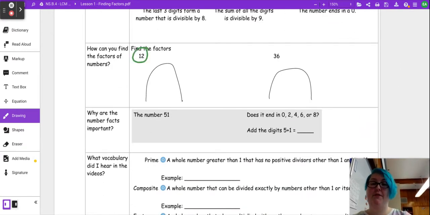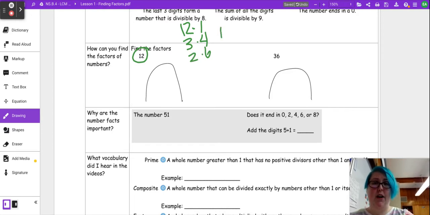So we're going to find the factors of 12. The first thing I thought of was, I'll just make a list, because I know 12 times 1 makes 12. I know 3 times 4 makes 12. And I know 2 times 6 makes 12. So if I were to list all the factors of 12, I've got 1, 2, 3, 4, 6, and 12.